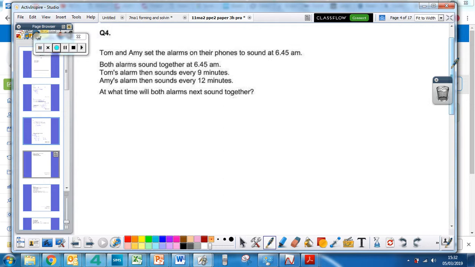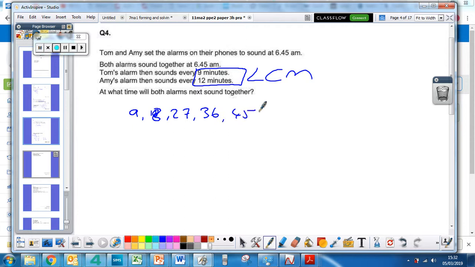Now what we're looking at here is a lowest common multiple question. It's every 9, it's every 12. You could do all sorts of crazy stuff with prime factors and Venn diagrams to work out the lowest common multiple. Or you could go old school and just list out 9, 18, 27, 36, 45, 54. We'll carry on if we need to. Then I could list out my 12s, 12, 24, 36, 48.